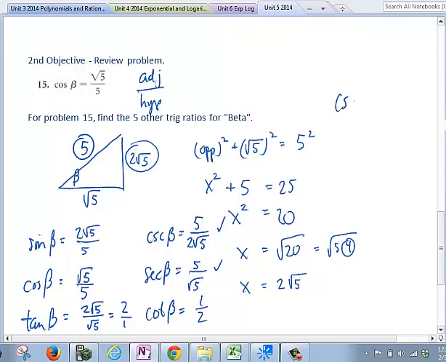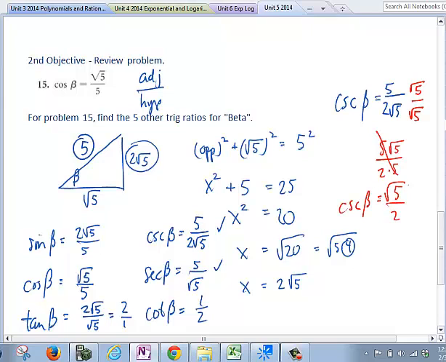So, for example, cosecant of beta equaling 5 over 2 root 5, you would just multiply top and bottom by root 5, and you'd have 5 root 5 over 2 times 5, and you would notice that your 5s would cancel, and your final result would be root 5 over 2. That would be your cosecant of beta.